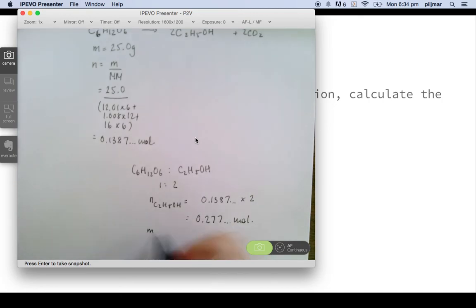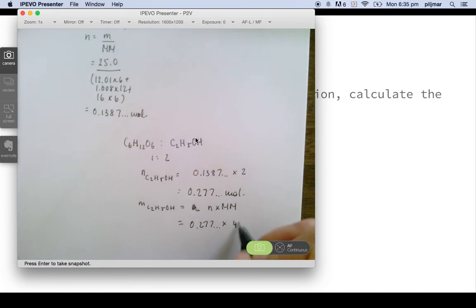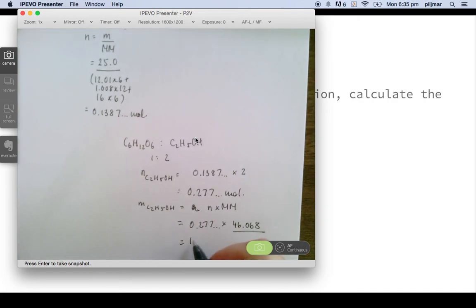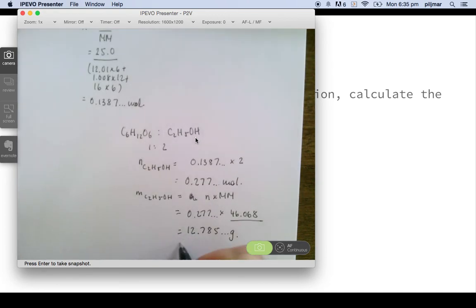Once we've done that, we can then calculate the mass of ethanol, which is number of moles times molar mass. Make sure you show your working. 0.277 dot dot dot, keep it in our calculator, times 46.068. This is our molar mass of ethanol from our prior working. So make sure you keep that value in your calculator, 46.068, which is equal to 12.785 dot dot dot grams. Once again, it was 3 significant figures. So if I then round this up, I've got 12.8 grams of ethanol, mass of ethanol.